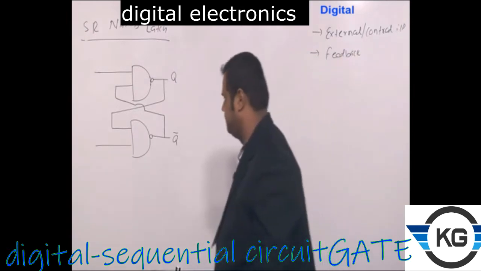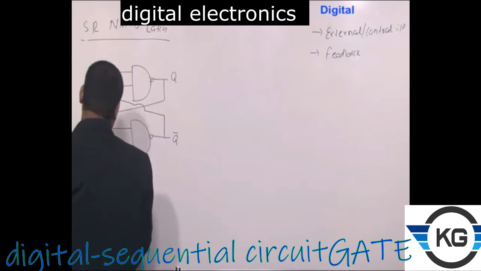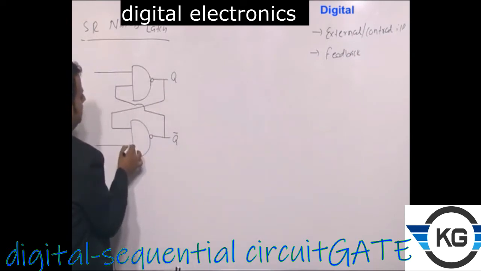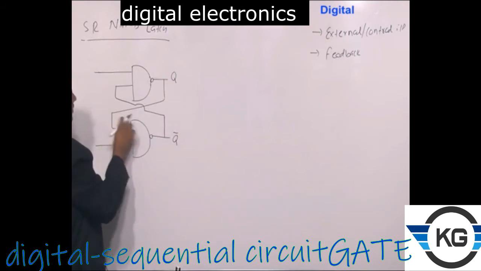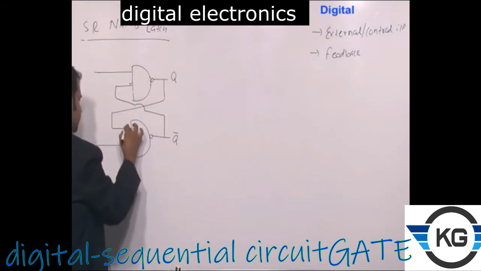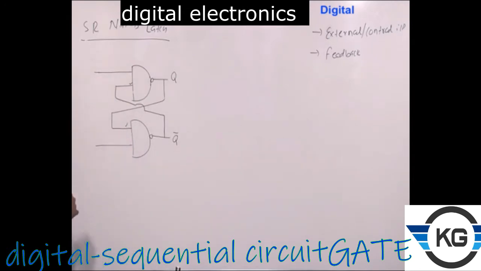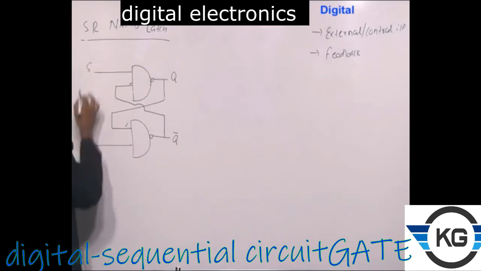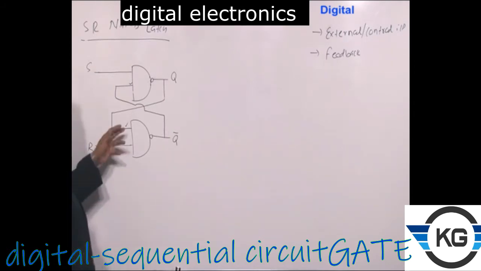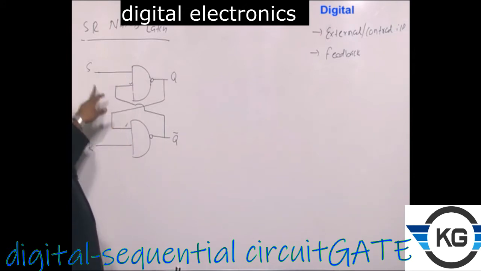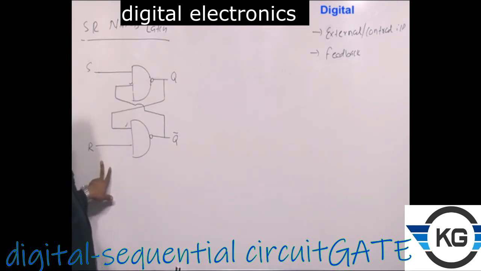So what is feedback actually? Feedback is nothing but a connection from output to input. So this is a feedback path, this is a feedback path. This and this I am calling the feedback inputs. However, the S and R that I have connected here, I am naming these the external inputs. So these two are the feedback inputs, and these are known as the external inputs. S and R are external inputs.